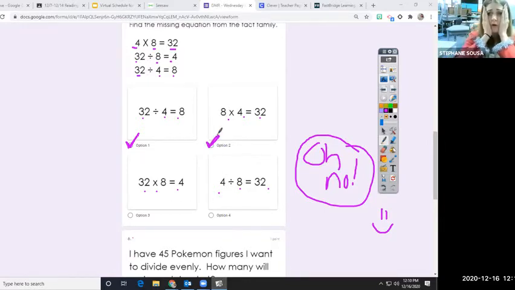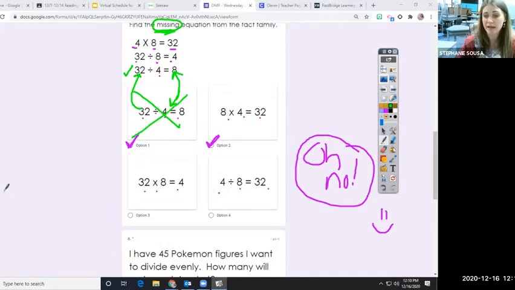Oh no! I guess I'm gonna have to use common sense again. Look up here. Oh, that's right there already. So that's not missing. A lot of you chose this answer. It does make sense, but it's not missing. It's right there. They copied it. So this one was not correct. That tricked you. 8 times 4 is missing. We have 4 times 8, but we don't have 8 times 4.